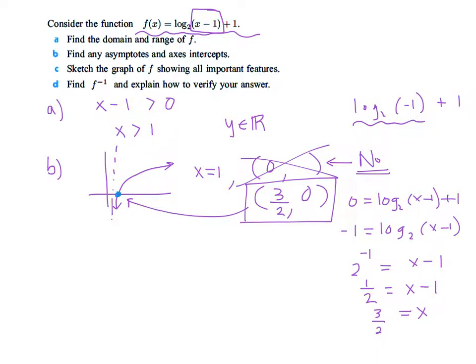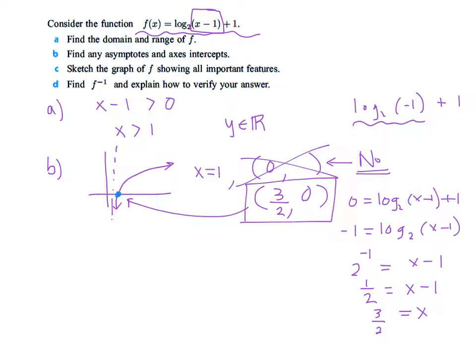Okay, how about C? Sketch the graph of f showing all important features. We kind of have done that already. We know that the graph is going to cross at 3 over 2 and 0, with an asymptote happening at x is equal to 1, right? And basically that's it. How about if we have the inverse?